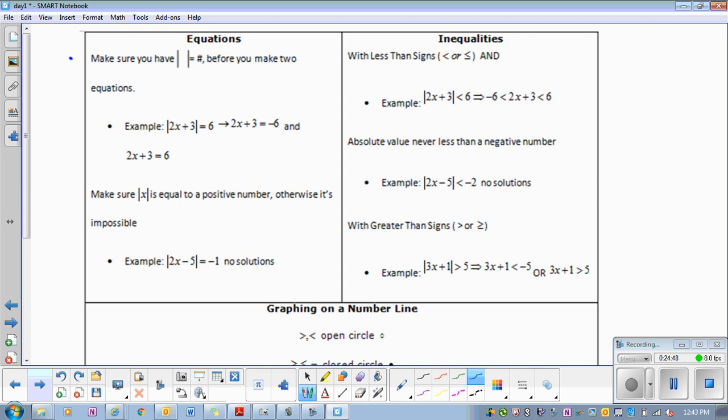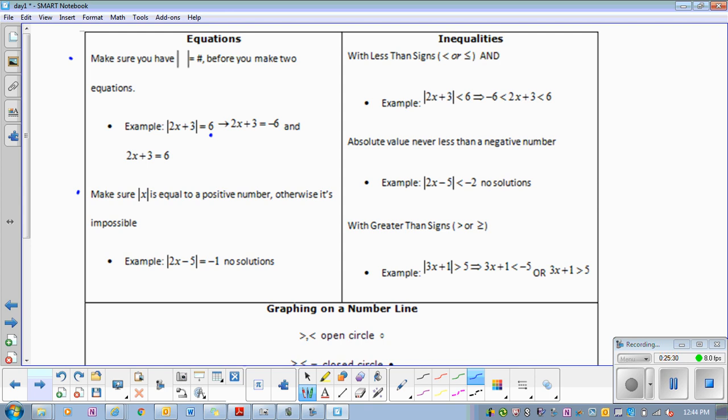If the absolute value is equal to 6, it becomes whatever was in the absolute value equal to -6 and +6, right? Okay, and then we want to make sure that the absolute value is equal to a positive number. Otherwise, it's a no solution. You can't say an absolute value is equal to -1 because absolute value is always positive, right? All right, so now inequalities. Now we have less than or equal to, greater than or equal to, right? Same thing, get the absolute value all by itself.